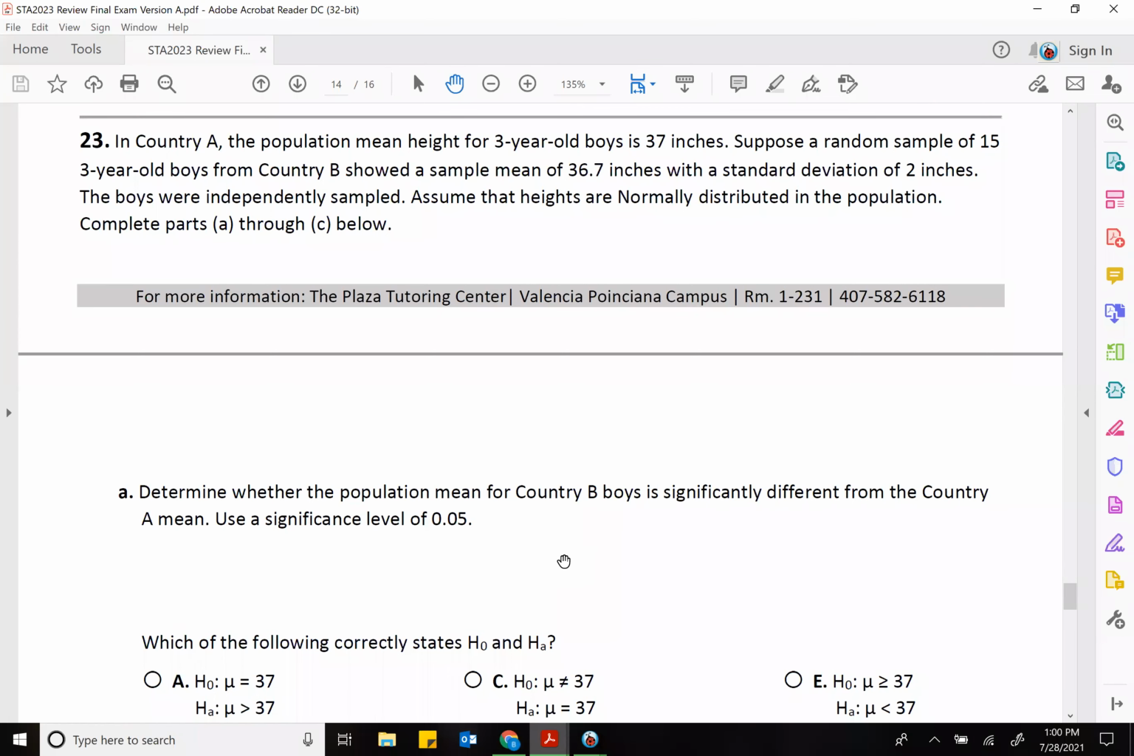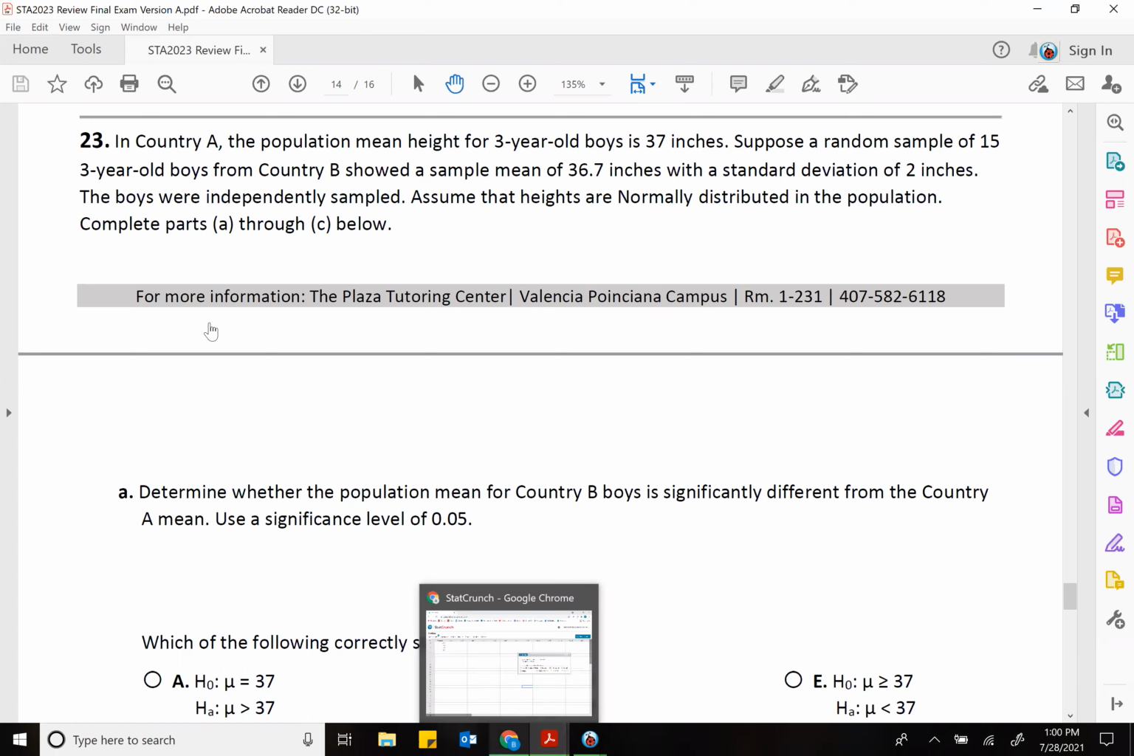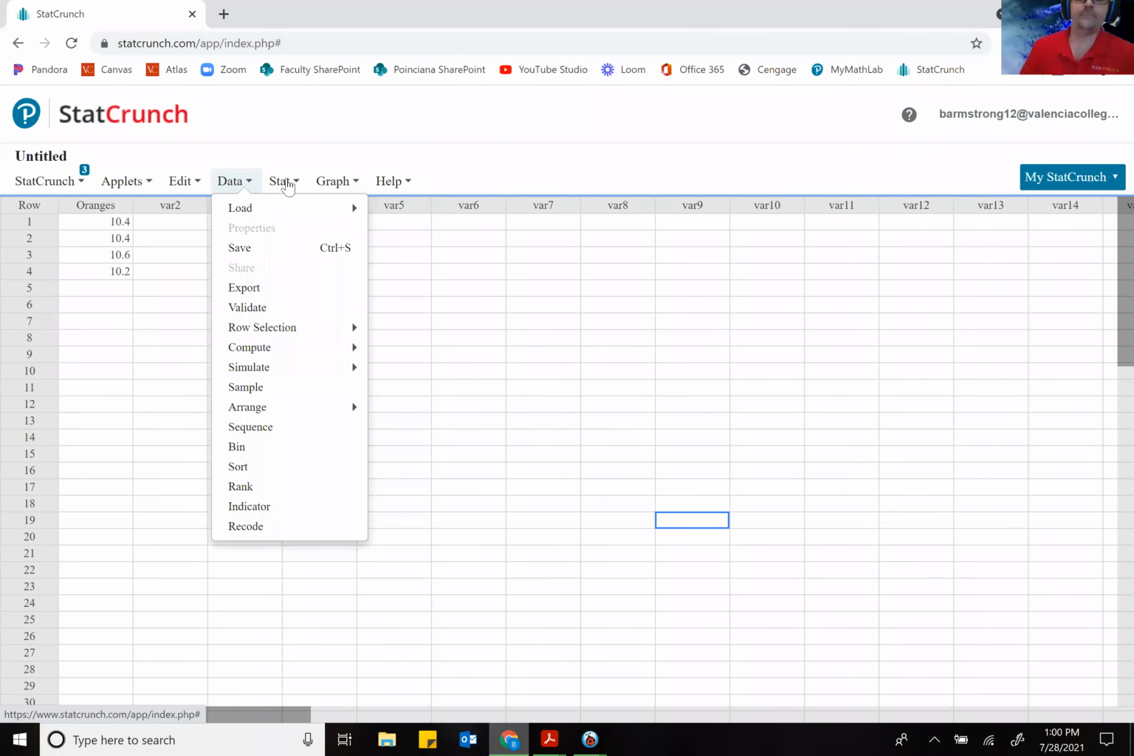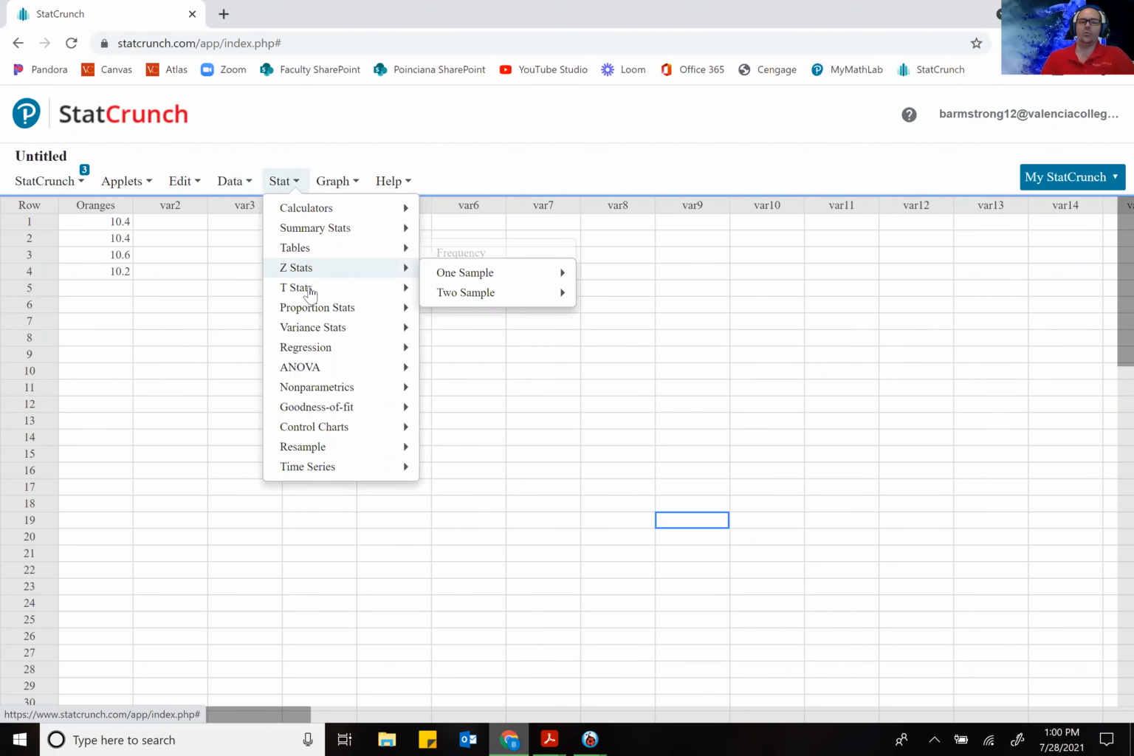So Professor, I have a question. Which mean would we use for this? Would we use the 37 or the 36? It's 36.7, which is like rounded up, right? So can we use 37 or 36.7 to plug in StatCrunch? All right, let's go to StatCrunch then. We are doing T-stats, right? 1 or 2 sample again?